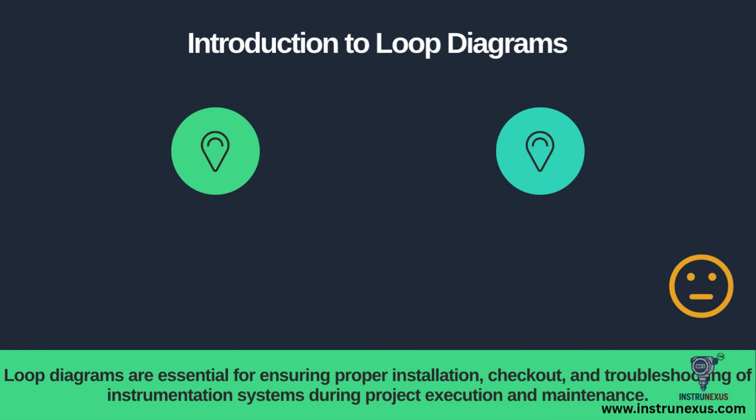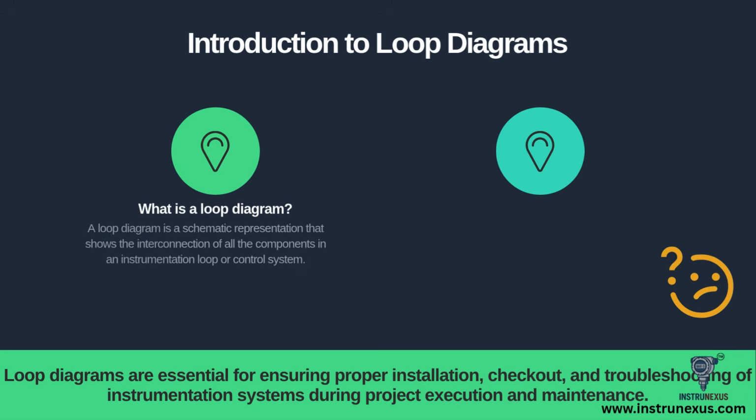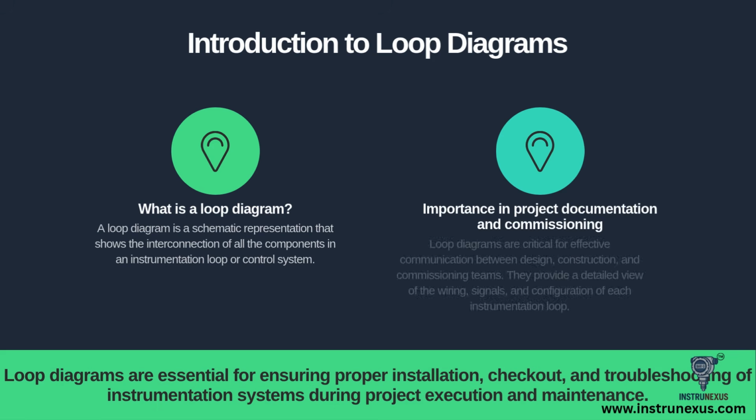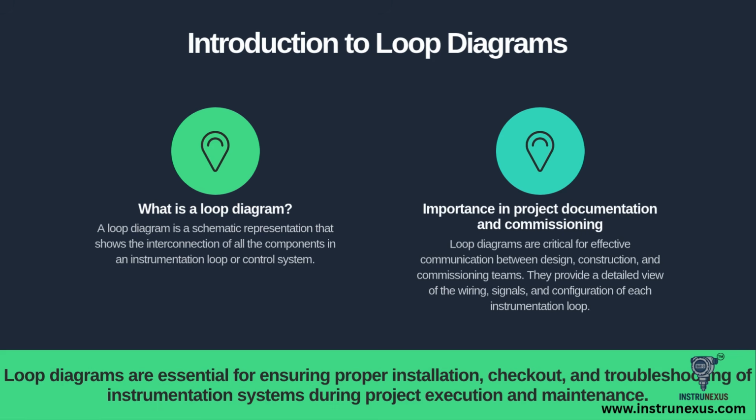At its core, a loop diagram is a schematic representation that shows the complete interconnection of all the components in a single instrumentation loop. This isn't a high-level overview, it is a granular, detailed drawing. It provides a complete view of the wiring, signals, and configuration for each specific loop. But why is this so important? Loop diagrams are absolutely critical for project documentation and commissioning.